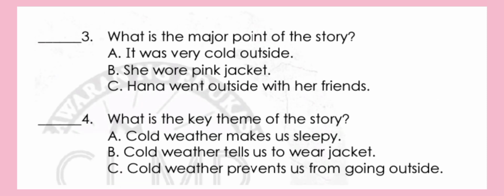Number 3. What is the major point of the story? A. It was very cold outside. A. Number 4. What is the key theme of the story? A. Cold weather makes us sleepy. B. Cold weather tells us to wear a jacket. C. Cold weather prevents us from going outside. C.